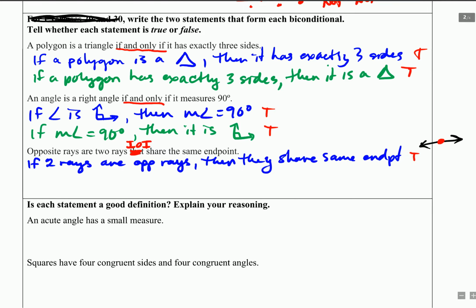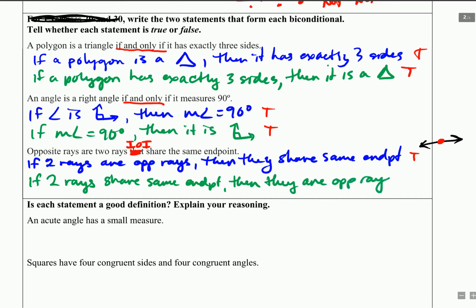Let's write the converse. Switch it around. If two rays, because we're still talking about two rays here, share the same endpoint, then they are opposite rays. Is that true? Well, can we draw any rays that share an endpoint but that are not opposite rays? I am going to say yes, we can. Any angle that is not a straight angle is made up of rays that share the same endpoint. So that one is false.